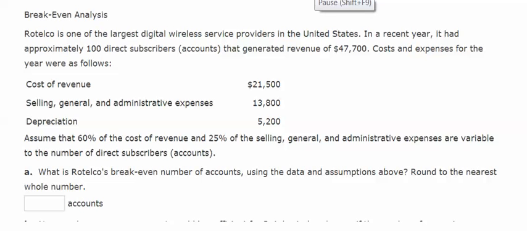This is question number 5, or exercise number 5, again dealing with break-even analysis. Part A, what is Relco's break-even number of accounts using the data and assumptions above? Round to the nearest whole number. So we're trying to figure out what their break-even point is in accounts.